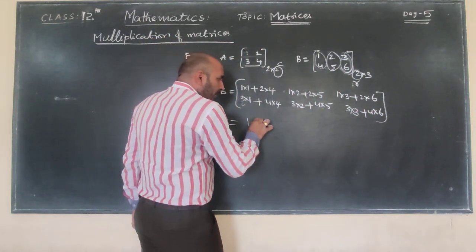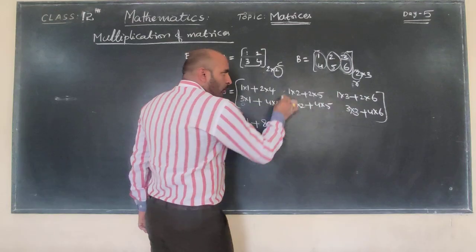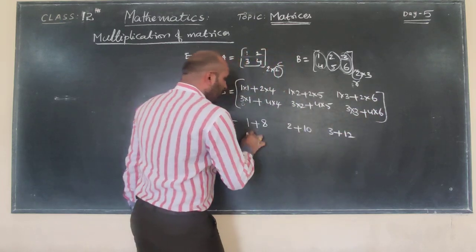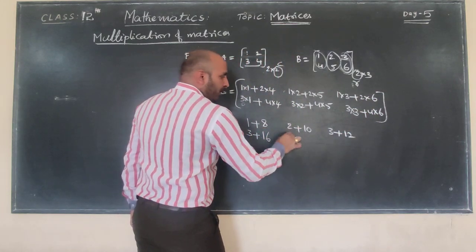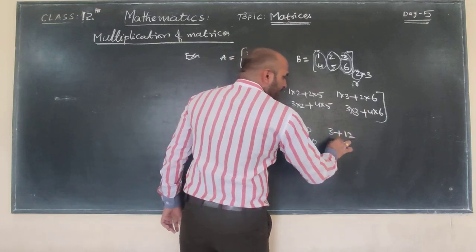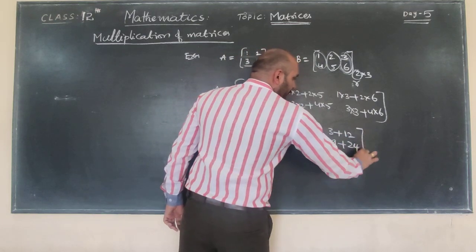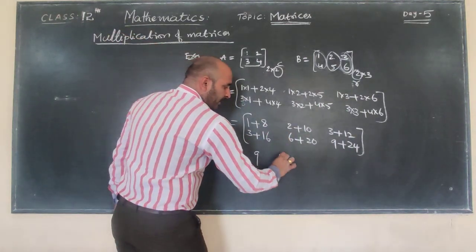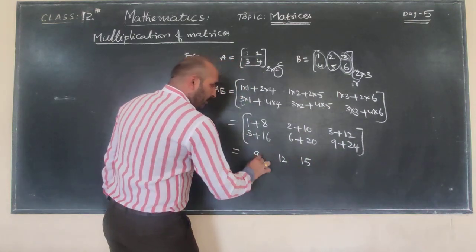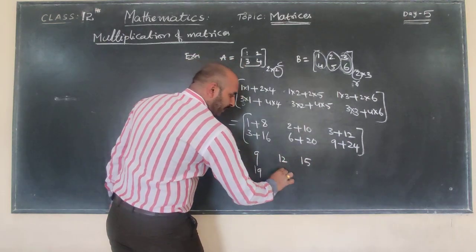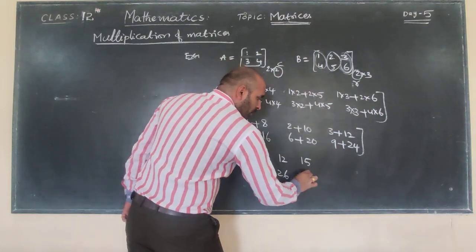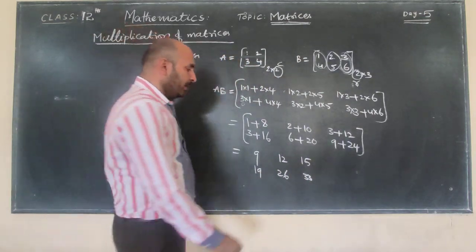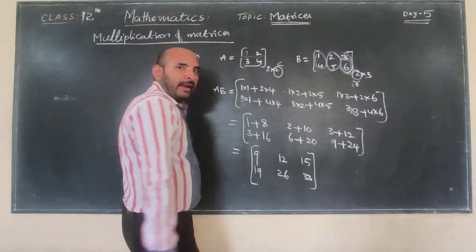So 1 into 1 is 1 plus 2 4s are 8, 1 into 2 is 2 plus 2 5s are 10, 3 plus 2 6s are 12, 3 plus 4 4s are 16, 3 2s are 6 plus 4 5s are 20, 3 3s are 9 plus 4 6s are 24. It is equal to 9, 2 plus 10 is 12, 3 plus 12 is 15, 3 plus 16 is 19, 6 plus 20 is 26, 9 plus 24 is 33.